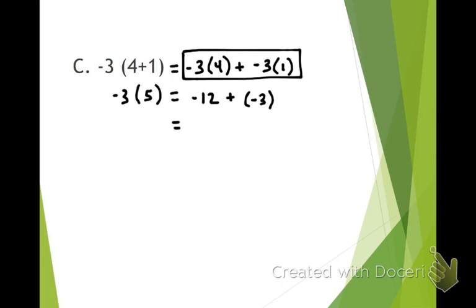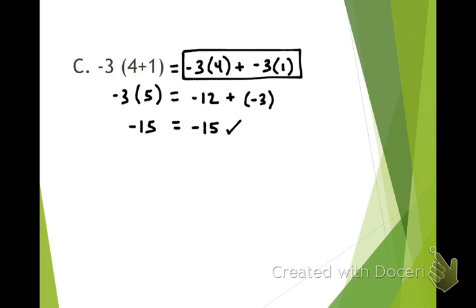First off, we're multiplying. What's negative 3 times 5? Negative 15, because if you only have one negative, it always stays negative. Good job. Negative 12 plus negative 3 is negative 15. Good job. Same sign, add and keep. Do those equal each other? Yes. All right, so give yourself a little check mark saying that it did check out. Any questions on problem C?